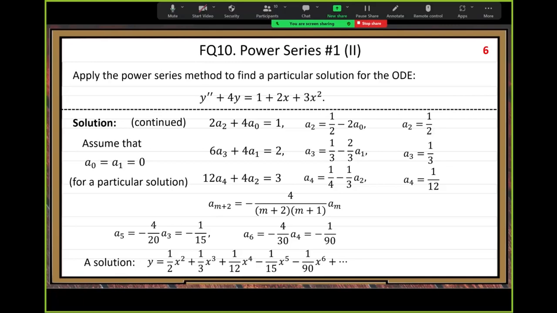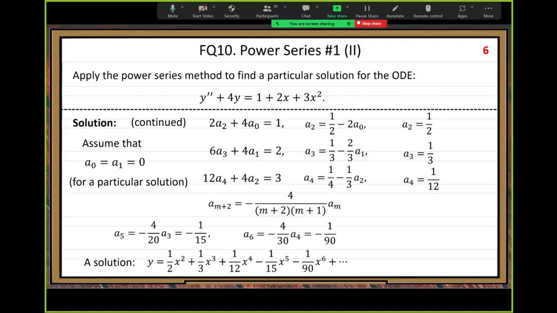That's a particular solution. Okay. And here we assume, with the help of computer programs, we can get any number of terms we like. So it's not a problem.